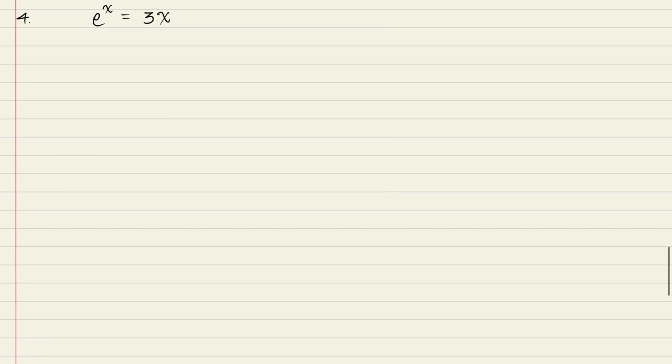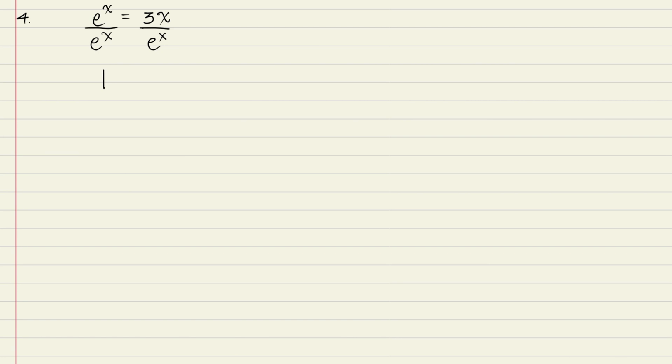Now let's take a look at question number 4. And this is the last question, and it's going to represent the most difficult one. So here we have e to the x is equal to 3x. So I'm going to start off by dividing both sides by e to the x. So divide by e to the x and divide by e to the x.